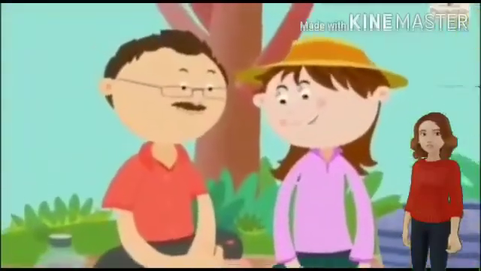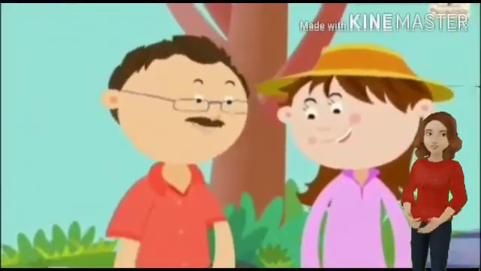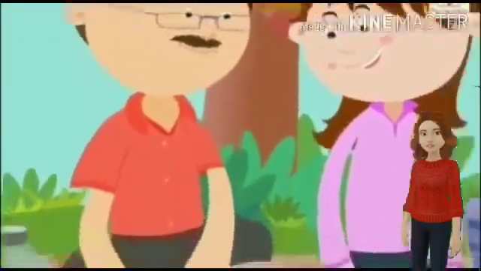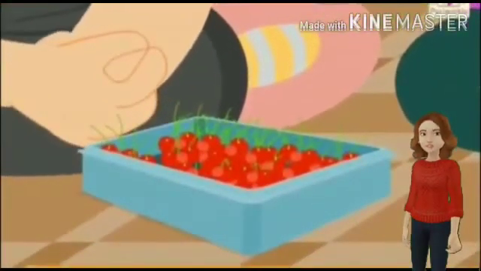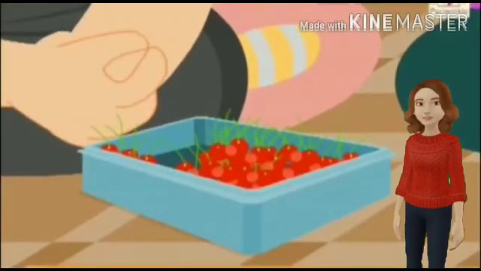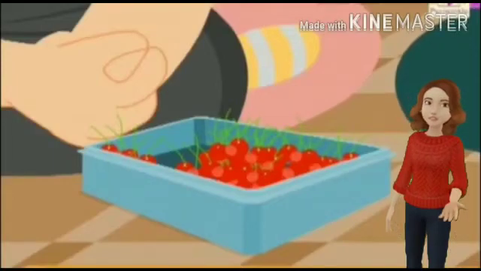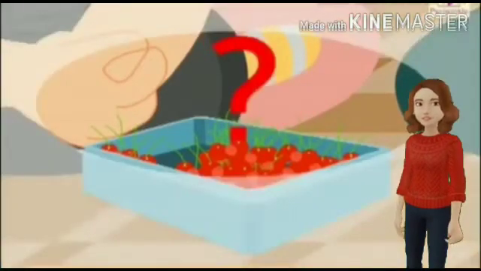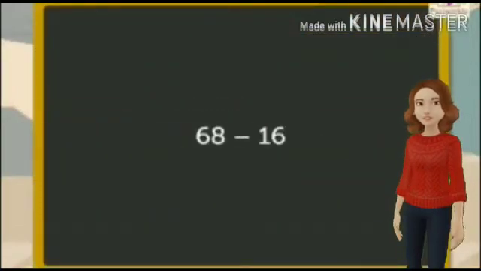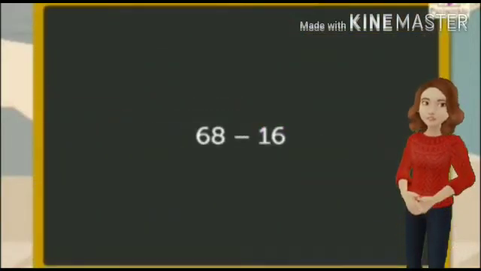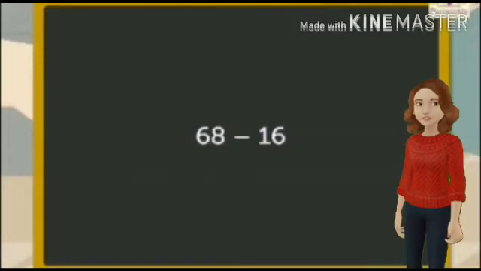Look, Mr. Willem is eating cherries. He has 68 cherries. He eats 16 cherries. Now let's find out how many cherries are left with him. We have to subtract 16 from 68 to find out the number of cherries left.